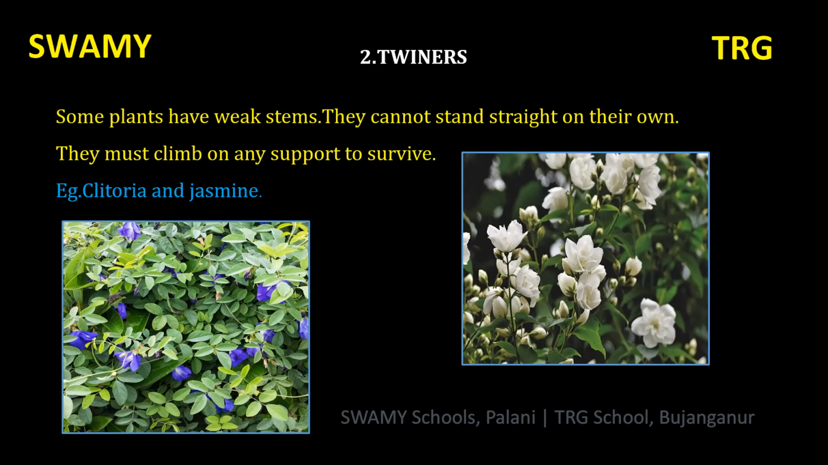Twiners. Some plants have weak stems. They cannot stand straight on their own. They must climb on any support to survive. So it is called a twiner. Example, Gloriosa and Jasmine. Gloriosa in Tamil, Sangupu Chedi. Jasmine, Malligaipu. Plants like Gloriosa and Jasmine have weak stems. They cannot stand straight on their own. They must climb on any support to survive.